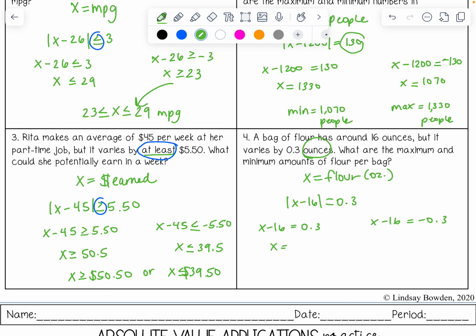So add 16 to both sides, so it's either going to be between 16.3 and 15.7. So the max it could have is 16.3 ounces. The minimum it could have is 15.7 ounces.